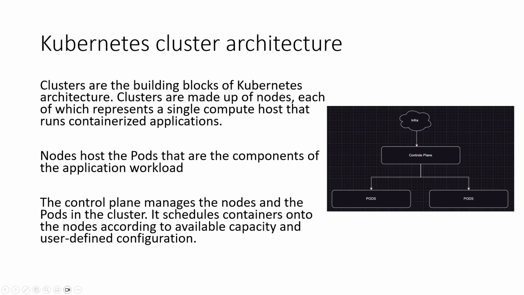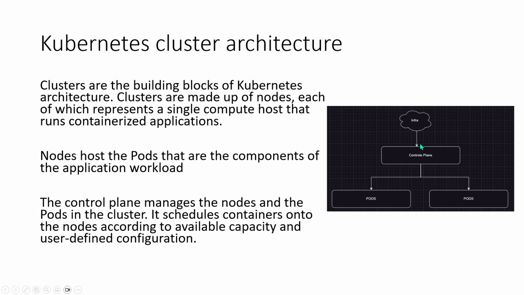Let's go and understand the Kubernetes architecture, or clustering architecture. Clusters are the building blocks of Kubernetes architecture. Clusters are made up of nodes, each of which represents a single compute host that runs containerized applications. Very simple. Nodes host the pods. These pods are basically the components in which the workload is done. As you can see in this architecture, you have the infrastructure, which is either physical, local, cloud, or on your laptop, it doesn't matter.